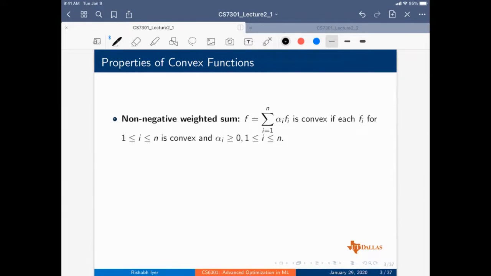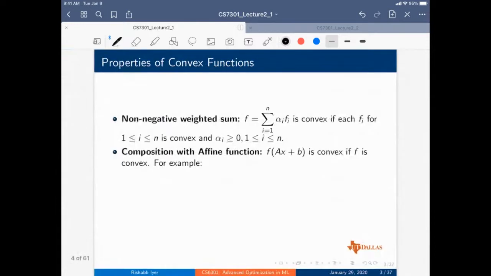So again, a recap of some of the properties that we discussed last time. I'm just recapping here, and then we'll move on. The first property is non-negative weighted sums. As long as the alpha i's are greater than or equal to 0, the sum from i equals 1 to n of alpha i times f i of x is convex if f i of x are convex for all i. This is kind of straightforward.